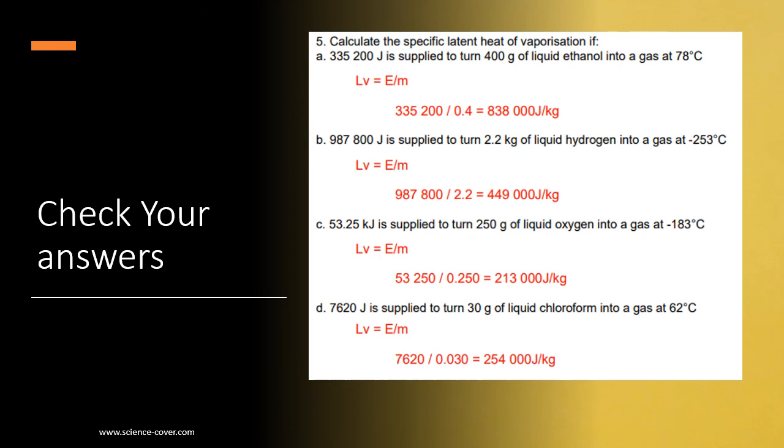For part D, I need to do the energy divided by the mass, so that's 7,620 joules divided by 0.03 kilograms. That'll give me 254,000 joules per kilogram.